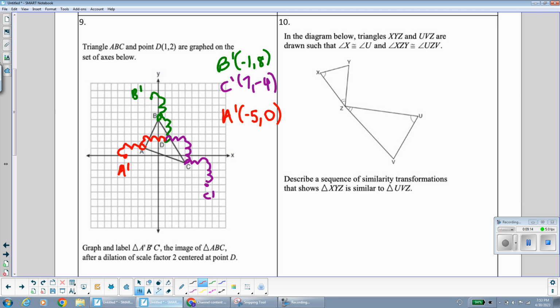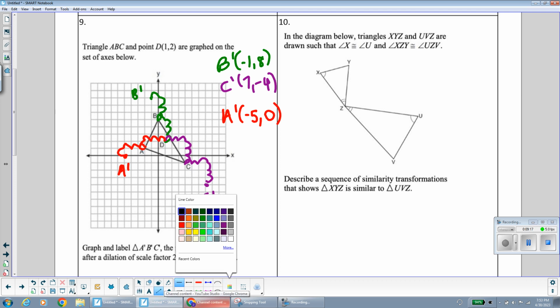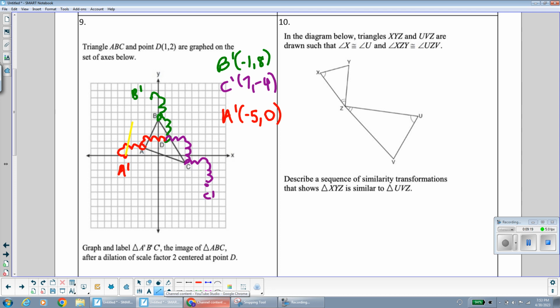And if I connect this together with my straight edge, let me get a different color, all these points, it should be double the size of the original. There we go. So that would be our dilated triangle. It's much easier to do it graphically.